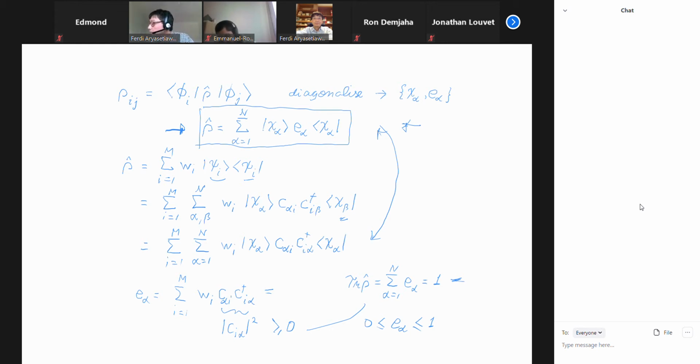So that also shows here that if we look at the trace of rho squared, so I just finished this, then if we use this expression here, it is just equal to the sum over alpha, from 1 to n, of E alpha squared. So that also obviously must be less than or equal to 1, because E alpha is a fraction. So the square must be even less than E alpha. So that shows that the maximum value of the trace of rho squared is equal to 1.